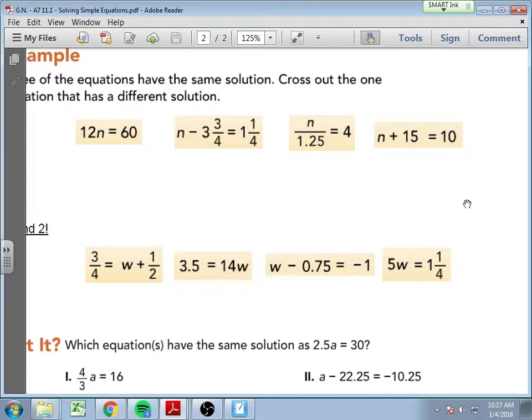I guess for the first one, I would divide 60 by 12, right? Yep. Well, really, we divide on both sides, but I agree. The math that we care about is the 60 divided by the 12, which gives me n equal to 5.